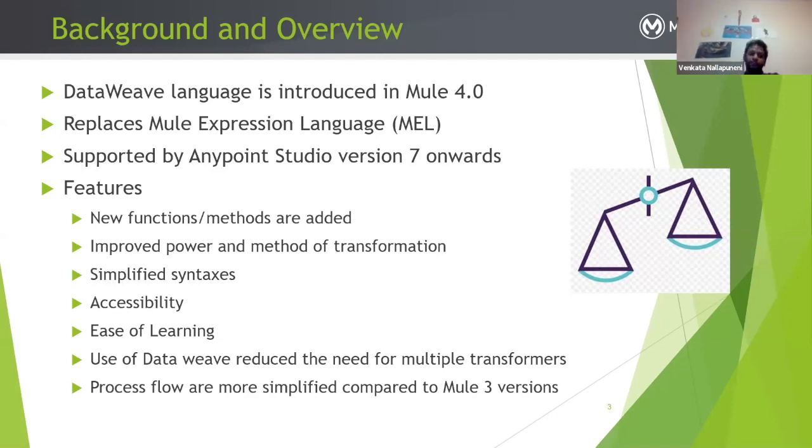Some of the cool features, the new functions or methods, have been added. There is very much improved power in the transformation, and the syntax has been very much simplified comparatively. Some of you might be aware of how attributes used to be presented in Mule 3 and MEL. Now it has become very easy, and most of them are camel case, which is quite handy for Java developers. If you have to write a function, it's mainly simplified as camel case in most cases.